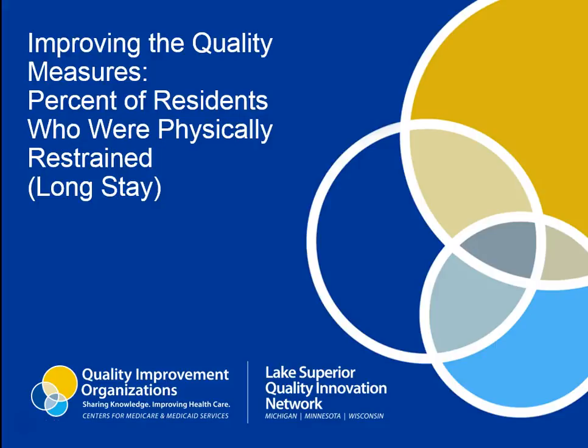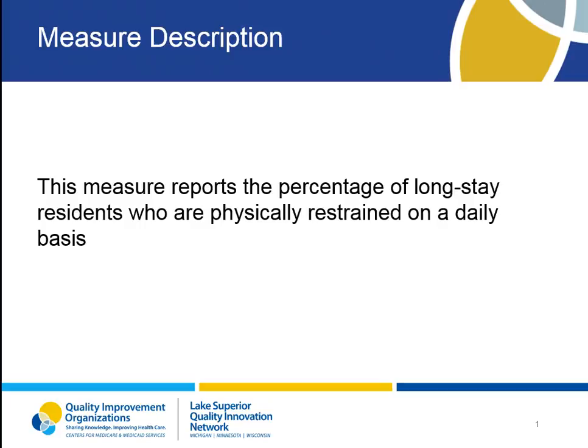Welcome to the recorded webinar, Improving the Quality Measures, Percent of Long-Stay Residents Who Were Physically Restrained. This webinar is part of a series intended to help nursing homes understand and improve the 13 long-stay measures that are used to calculate the Quality Measure Composite Score. This measure reports the percent of long-stay nursing facility residents who are physically restrained on a daily basis.